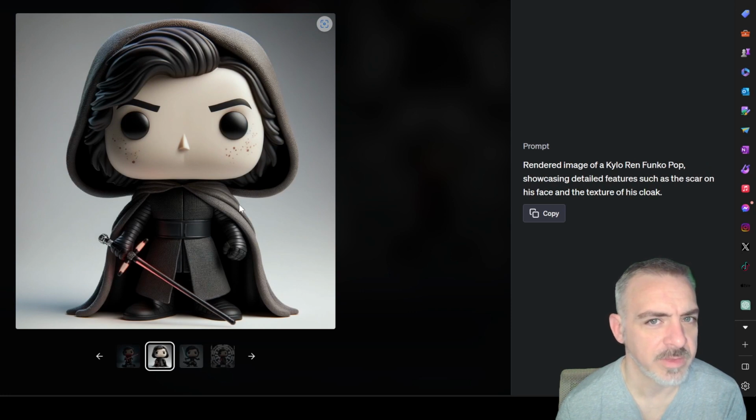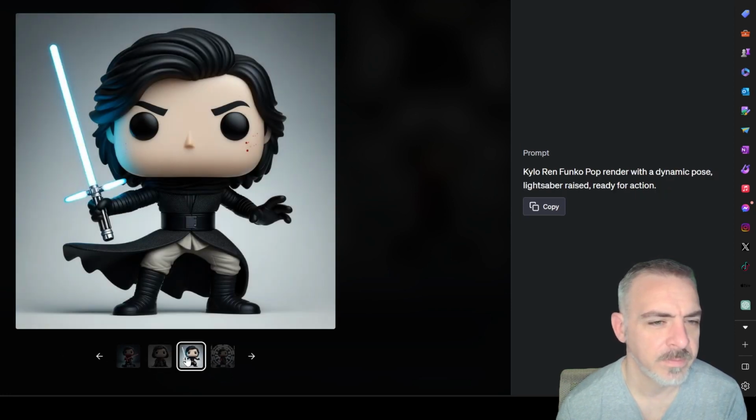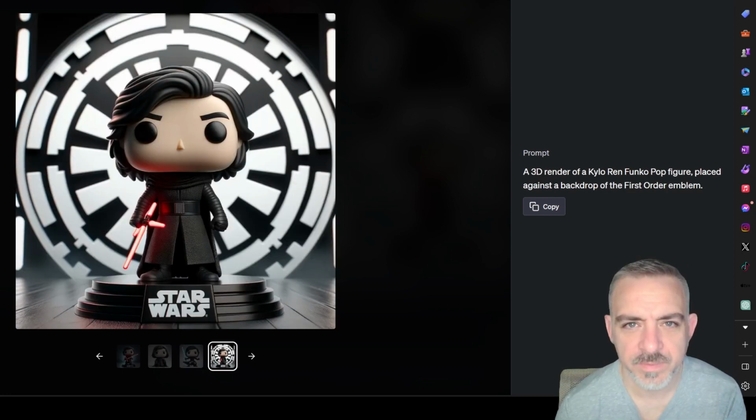There's some weirdness going on with his lightsaber and these little freckle things. Kind of weird. I don't really like that one as much. Not terrible. Not terrible. I guess this is like blood splatter is kind of what it looks like. This one is pretty good too.